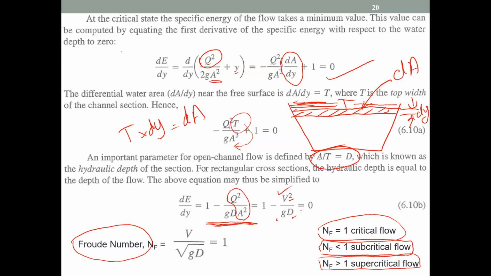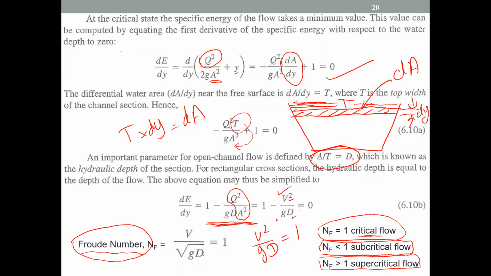dE over dy is equal to 0 if you are talking about the critical flow. So now V squared over GD is equal to 1 for the critical flow. Or what you can do, you can take the square root of this one. The square root of 1 is equal to 1. So V over square root of GD is equal to 1. That is what we define as the Froude number. Froude number, V divided by square root of GD.